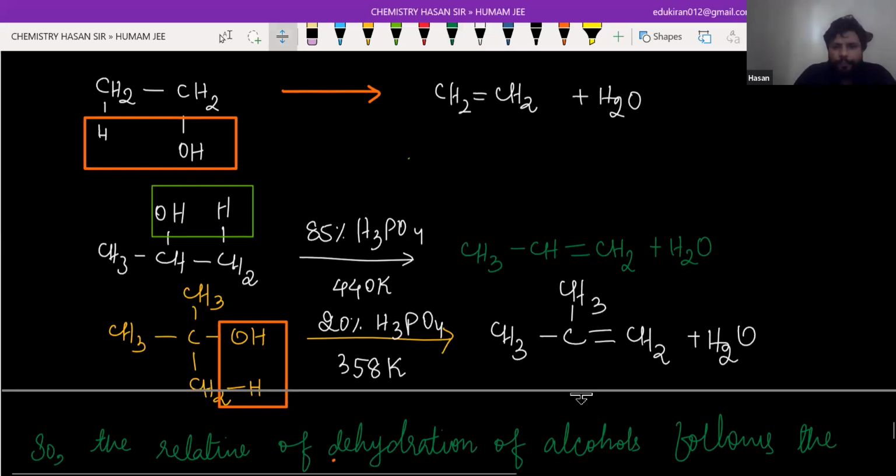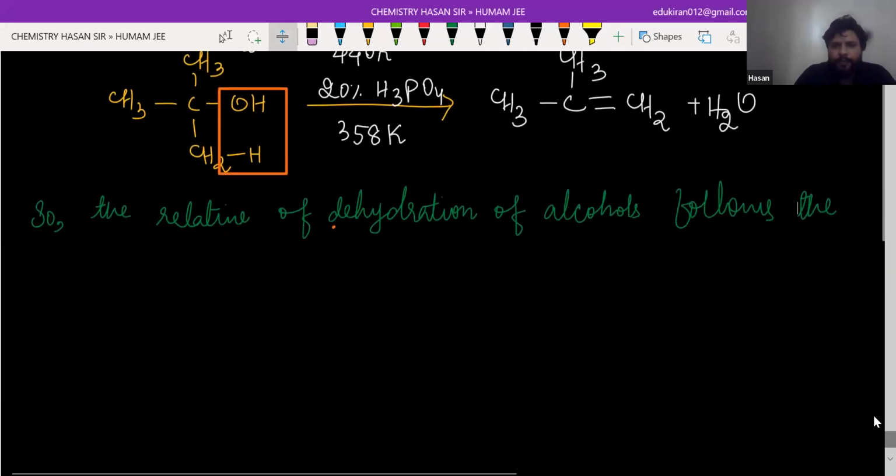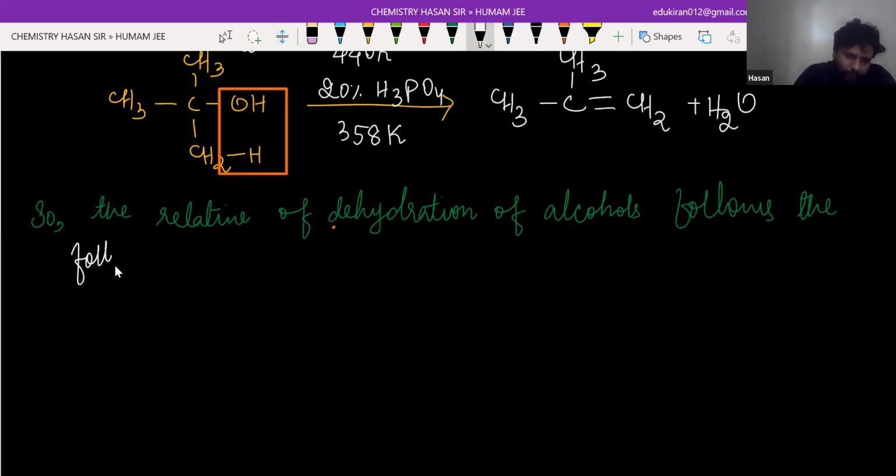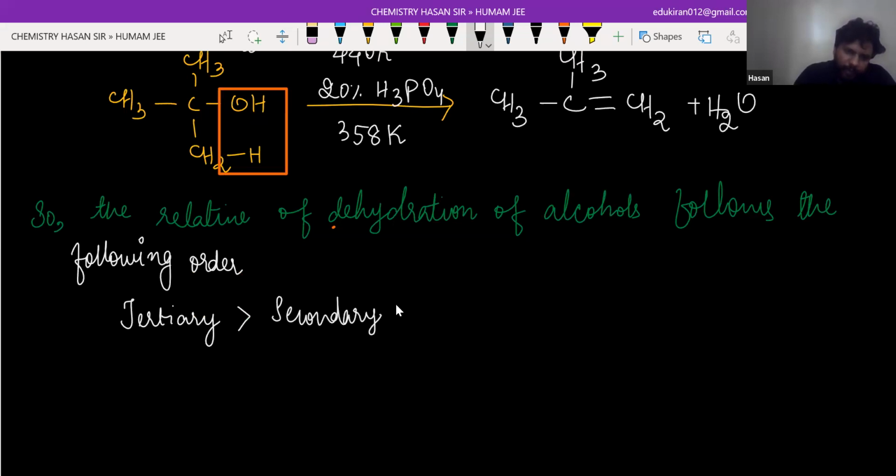Now see, the relative ease follows the following order. Which order I am talking about is very simple. First it is going to follow tertiary, then secondary, and then primary. And you know the reason. Tertiary carbocation is more stable than secondary, and then primary. Then we will talk about the mechanism.